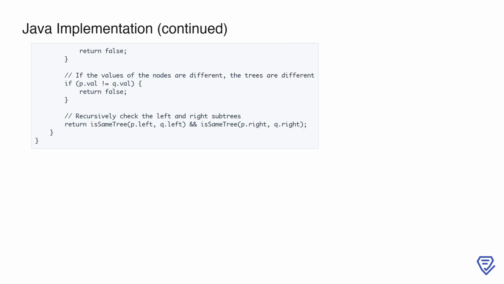Now, we handle the case where both nodes are non-null. If the values stored in the nodes, p.val and q.val, are different, it means the trees differ at this point, so we return false. If the values are the same, we need to verify that the subtrees are also identical. To do this, we recursively call the isSameTree method for the left subtrees of p and q, as well as for their right subtrees. The final return statement uses a logical AND to combine these recursive calls, ensuring that both the left and right subtrees must be identical for the current nodes to be considered part of the same tree. This completes our implementation, which efficiently checks for tree equality using recursion.